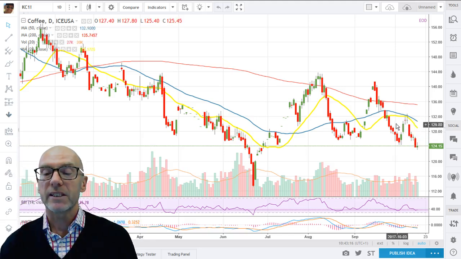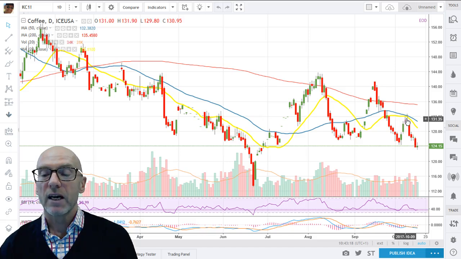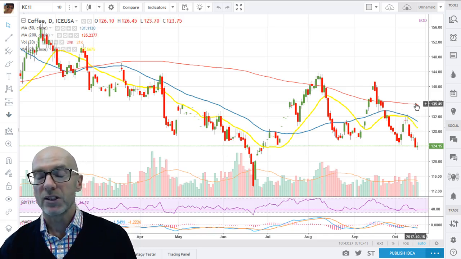It was negative that the 20 didn't go back above the 50 on the 10th of October and rolled down again from that level, and the 200 day is showing that on the weekly, the longer term, the medium term trend is still negative.